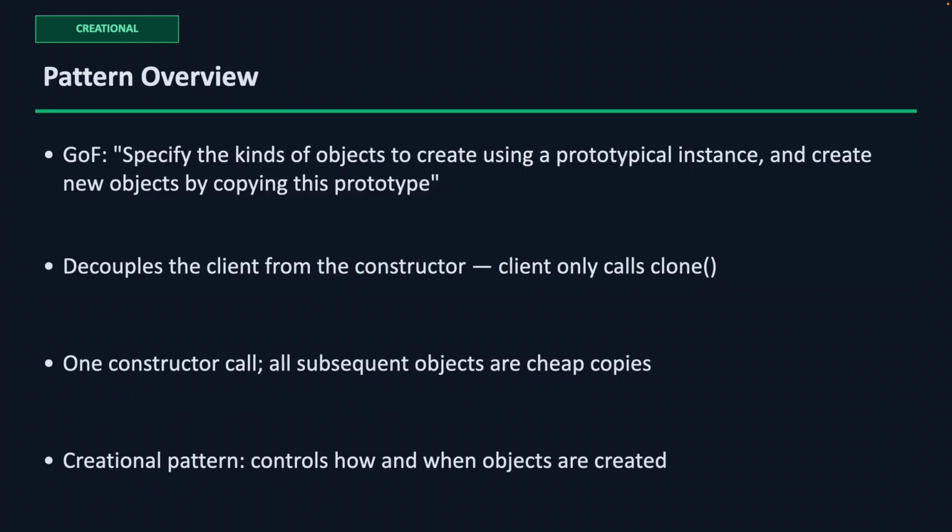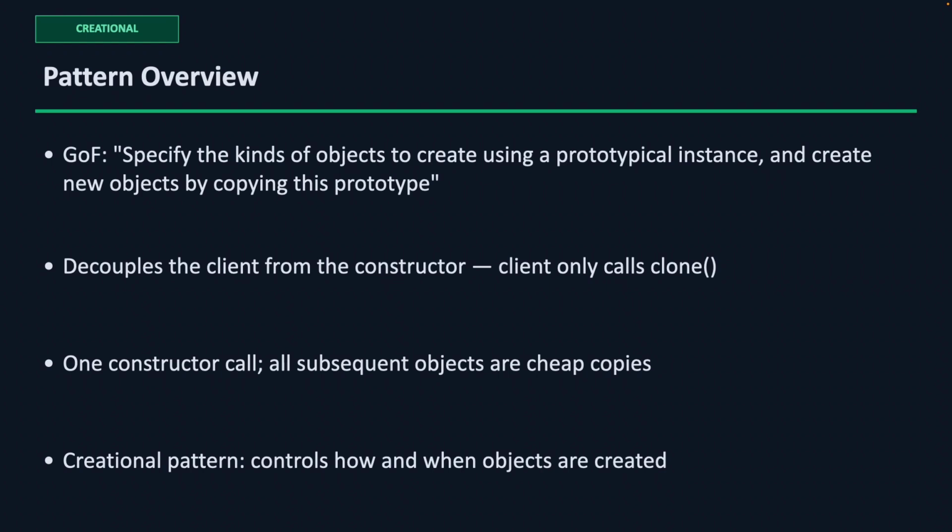In the Gang of 4, the definition that they provide is it specifies the kinds of objects to create using a prototypical instance and creates new objects by copying this prototype. In practice, you designate one fully configured object as the template, and we call that the prototype. Anytime you need a new object of that type, we can just call the clone method, like prototype clone, instead of creating a new instance of that object. The clone starts with all of the prototype values. You override just the fields that you need to change.